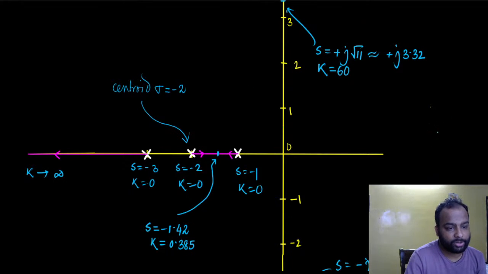We know this distance, right? So for example, you try to understand. Look at this length. What is this length? This length is 2, of course, because this pole is at -2, so this length is 2. This centroid is at -2, so this length is 2, right?